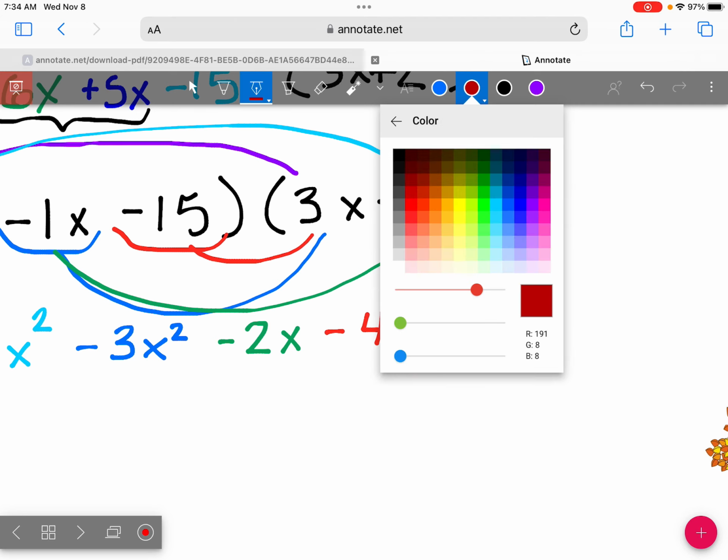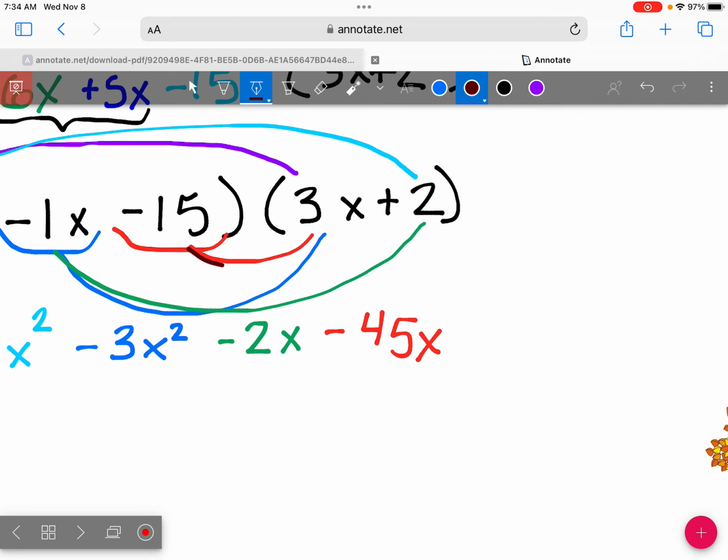And then we have one last term up here. I have my minus 15 and my positive 2, and we're going to have minus 30. So again, it got very, very arrowy. But if you use the arrows as a tool to figure out your distribution, it's not the worst. It does take up significantly less space than boxing.